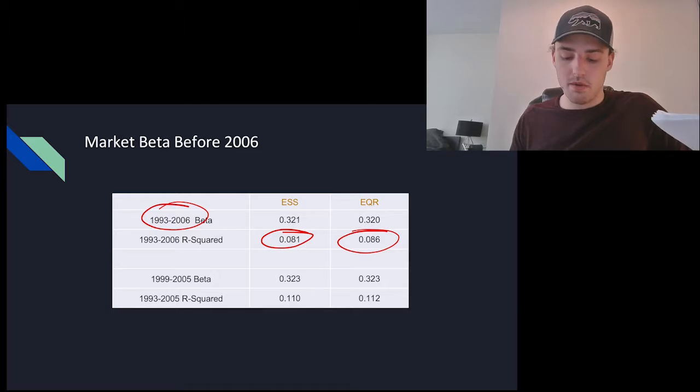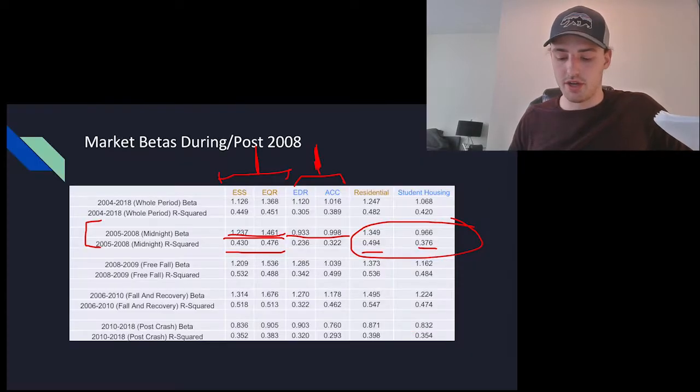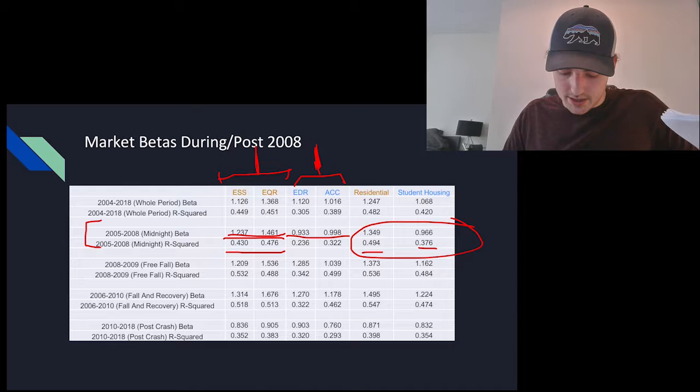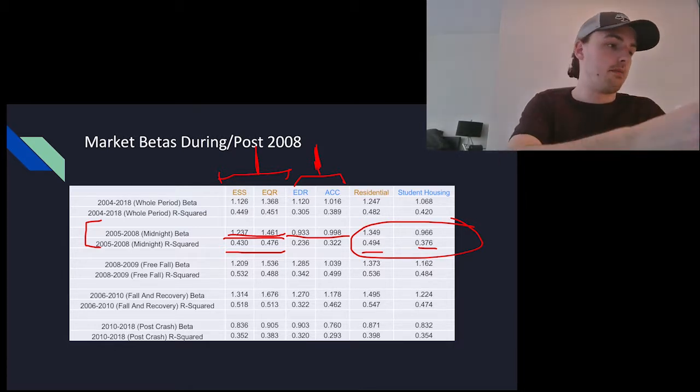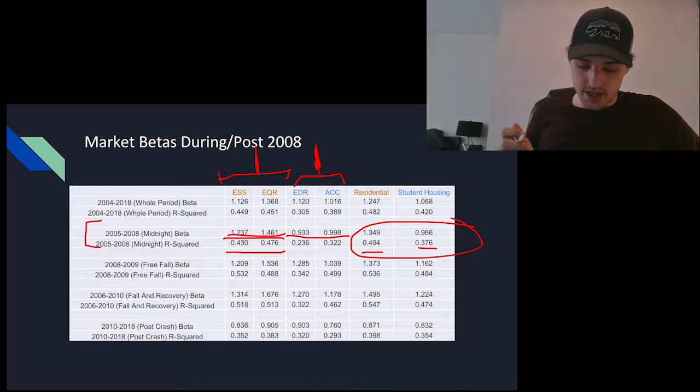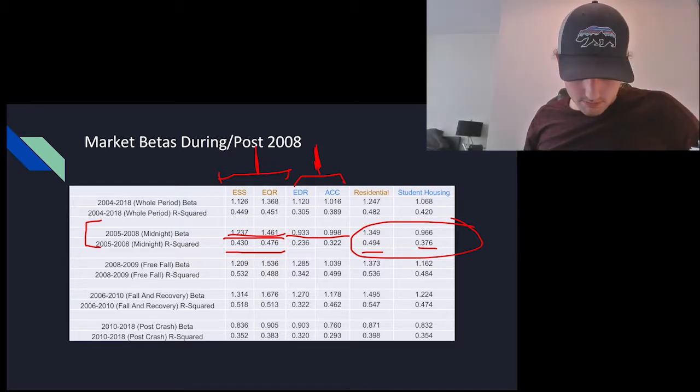The reason why the student housing ones aren't analyzed here is because they actually didn't exist during that time period, which is unfortunate. So the next thing is that we can move on and look at what happened in the free fall period.